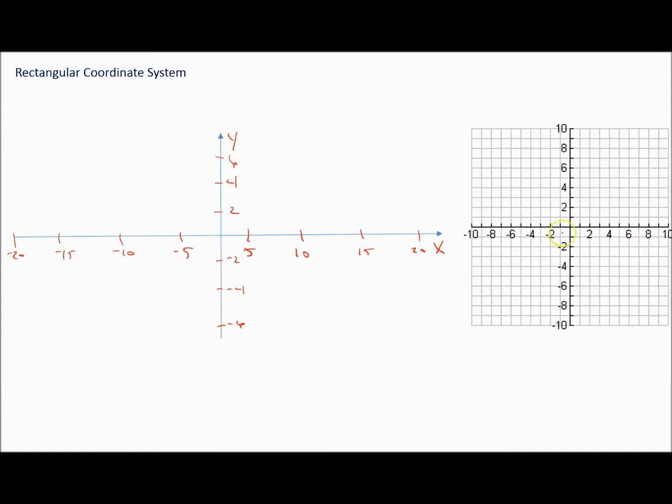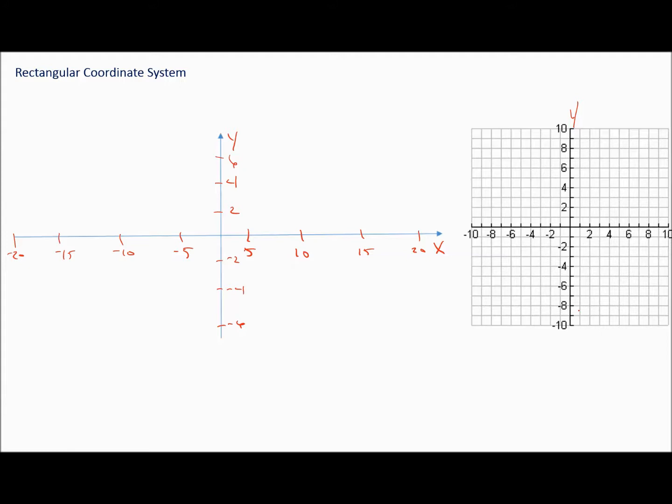So the X is the horizontal. Notice the only ones that are listed are 2, but every line is 1. So 1, 2, 3, 4, 5, 6, 7, 8, 9, 10, and go backwards the same way. Whereas on the Y scale, which is up and down, 1, 2, 3, 4, 5, 6, 7, 8, 9, 10, and then you go down the same way. So both of these are Cartesian coordinate systems or rectangular coordinate systems or an XY axis.